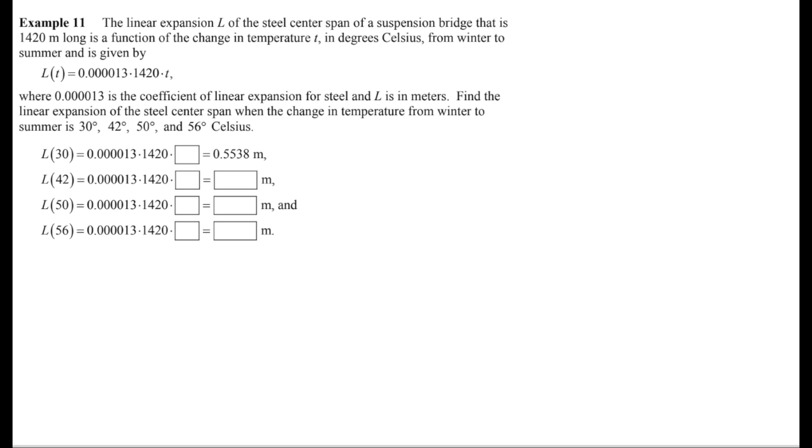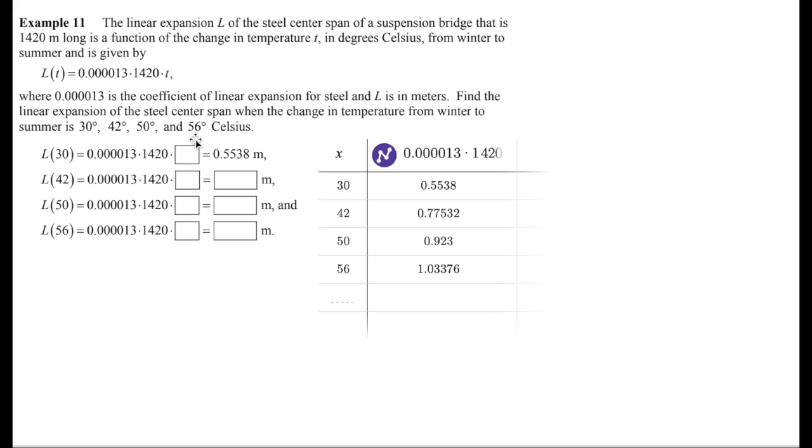The linear expansion L of the steel center span of a suspension bridge that is 1,420 meters long is a function of the change in temperature given by this function, where this little tiny number is the coefficient of linear expansion for steel and L is in meters. Find the linear expansion when our temperature is 30 degrees, 42 degrees, 50 degrees, and 56 degrees Celsius. Notice all we did was replace our temperature with each individual one and evaluate. And I chose to use the table feature in Desmos to help me so that I could easily find these values.